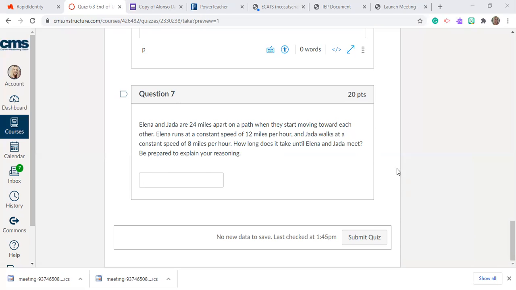So again, they're at opposite ends, so I would draw a number line with Jada on one end and Elena on the other. And that number line is 24 miles apart. Now, when they start moving towards each other, Elena runs at a constant speed of 12 miles an hour, and Jada walks at a constant speed of 8 miles per hour. How long does it take until they meet in the middle? All right, and stop the video and do your work.